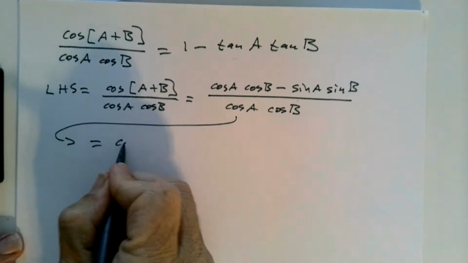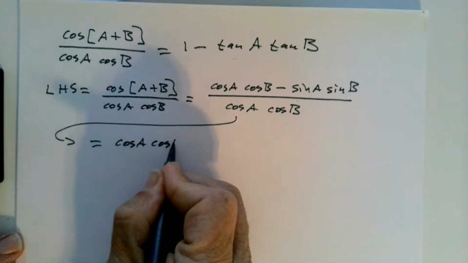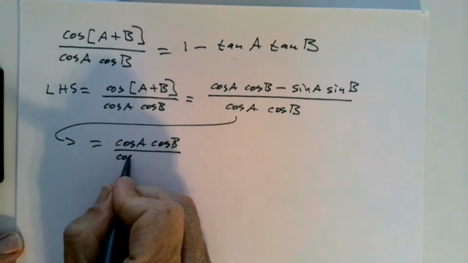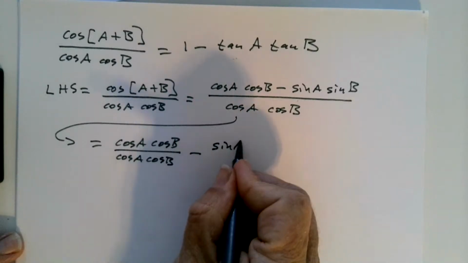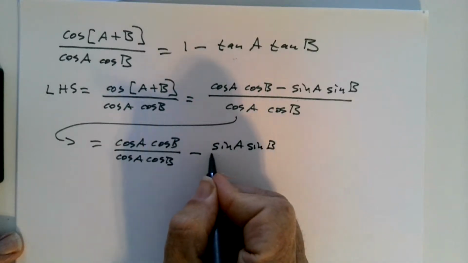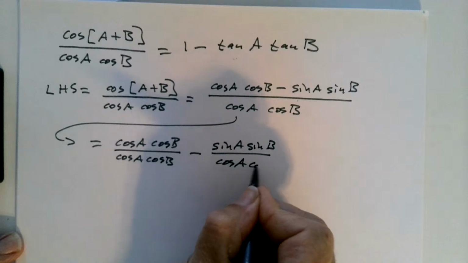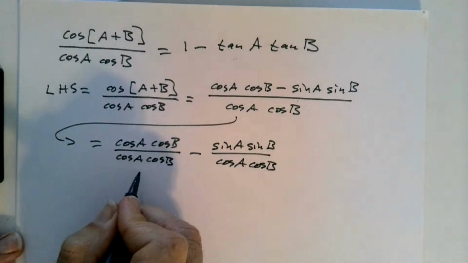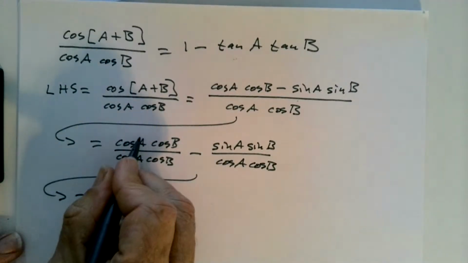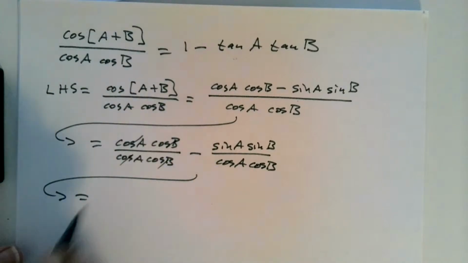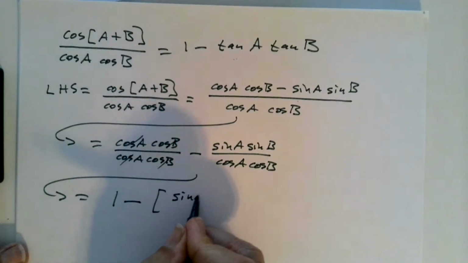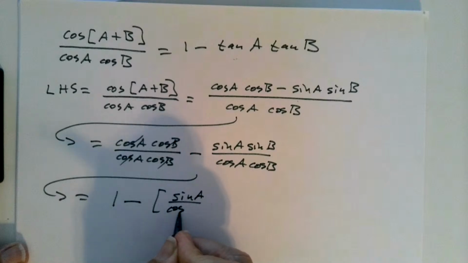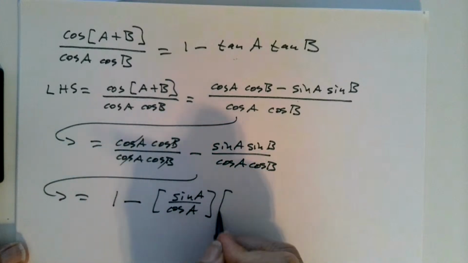So that's going to equal cos A cos B over cos A cos B minus sine A sine B over cos A cos B. And look at what I have here. Cos A over cos A would divide out. Cos B over cos B divides out. 1 times 1 over 1 times 1, 1 minus. Then let me rewrite this guy as sine A over cos A. So you'll notice fraction skills really come in handy here. Sine B over cos B.